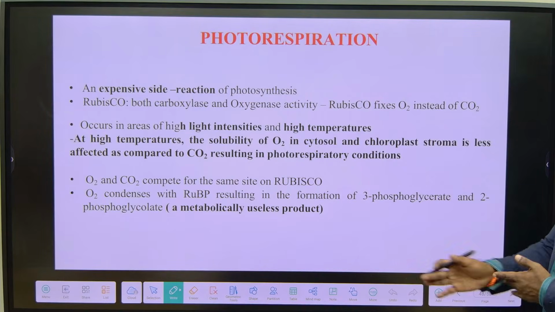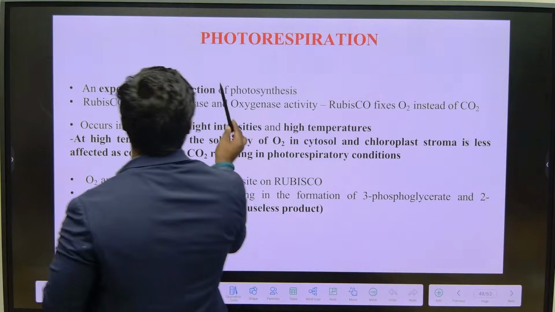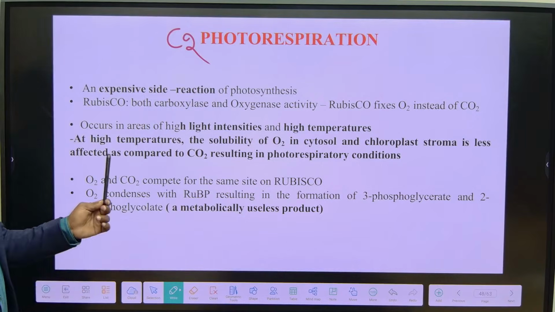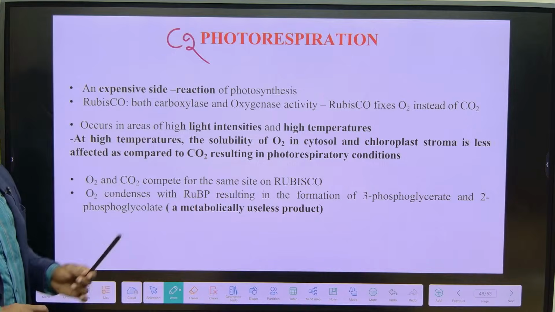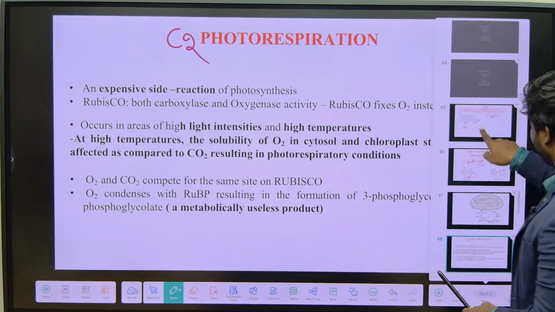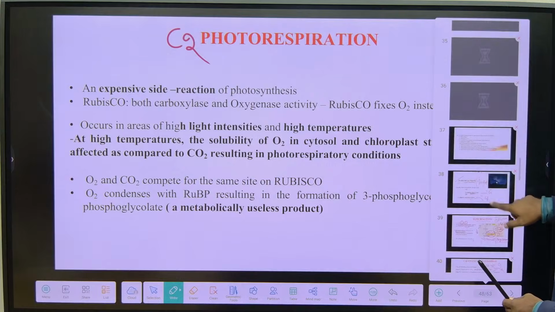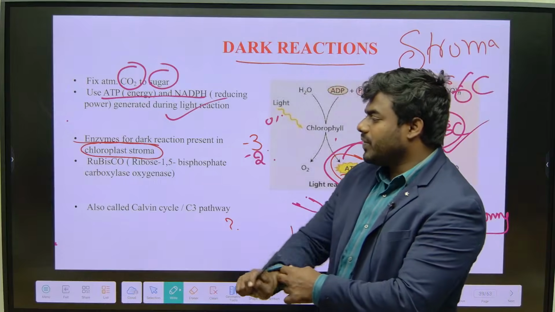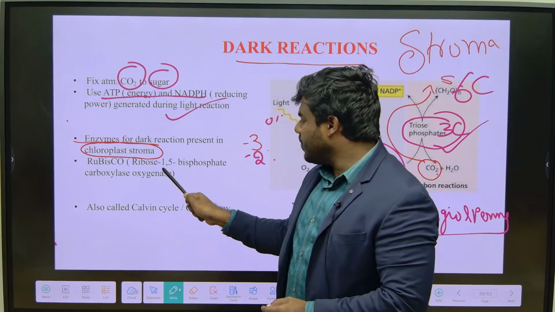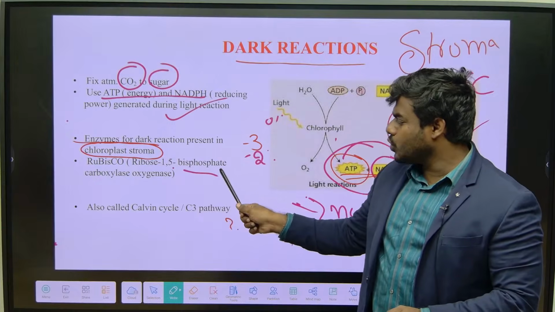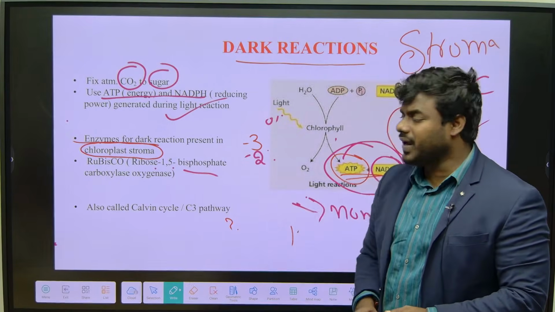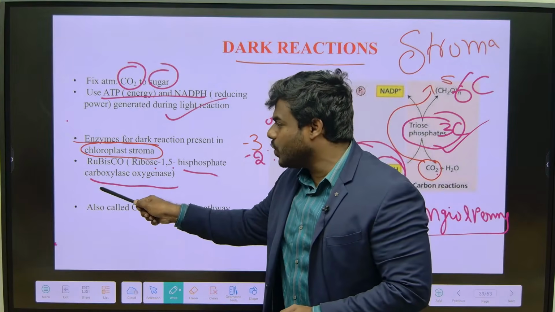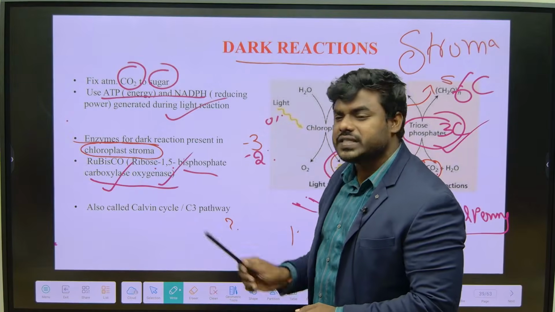Now, the most important question, also asked in your 2025 paper, is the C2 cycle. So, before understanding the C2 cycle, what is photorespiration and why does it happen? For that, we have to understand an important enzyme called Rubisco. What is the full form of Rubisco? Ribulose 1,5-bisphosphate, so it contains 2 phosphate groups on the first carbon and 5th carbon, carboxylase and oxygenase, which means it has the ability to fix carbon and also the ability to fix oxygen.